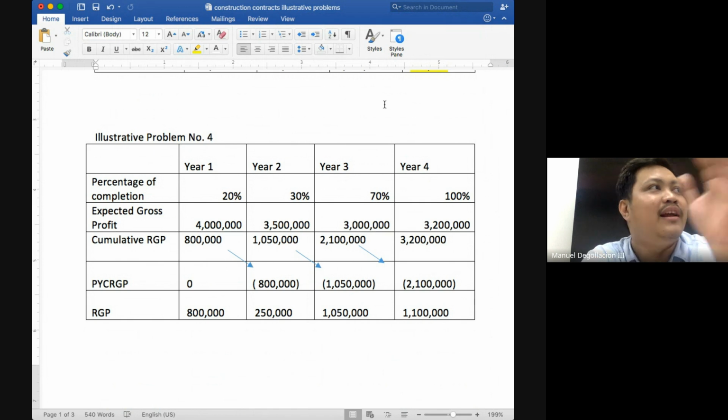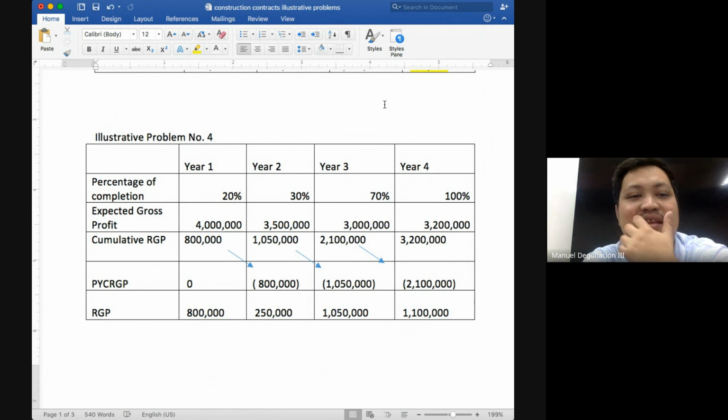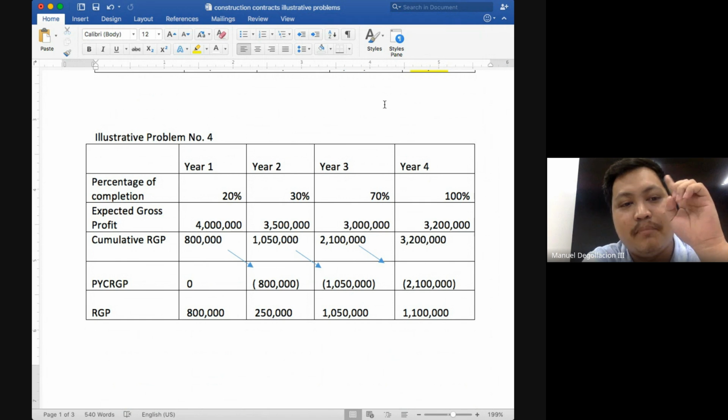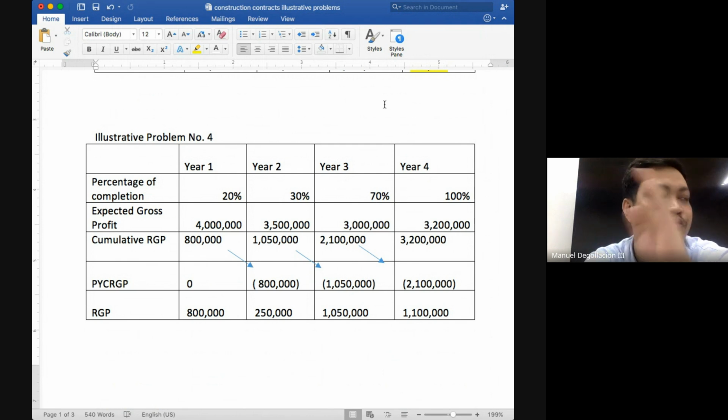Okay, now, class, does it appear easy in these problems, class? The answer should be yes. But why does it appear easy? Because the percentage of completion and the expected gross profit are already given. But there's also another reason, class. Because we're doing it successively, class. Year 1, followed by year 2, followed by year 3, and followed by year 4. In the problems, what will happen? You could be asked for year 3 immediately, class.